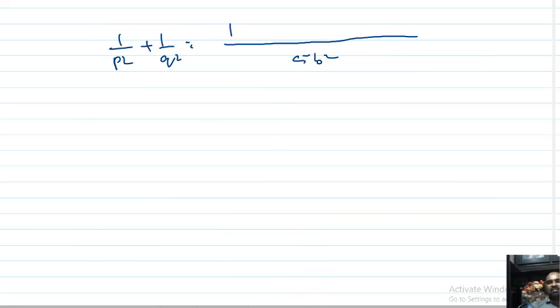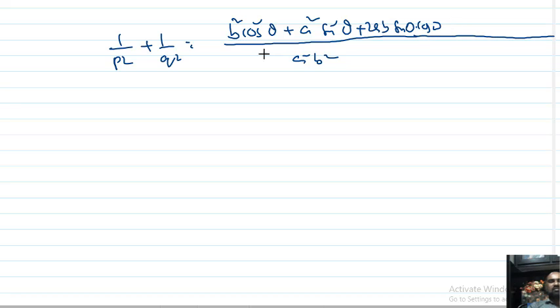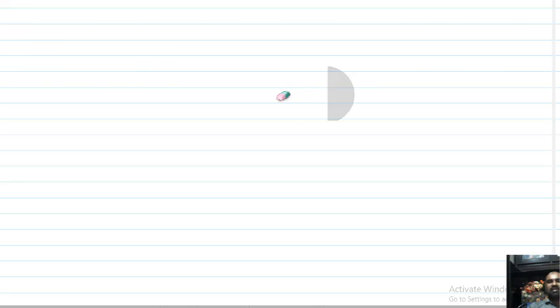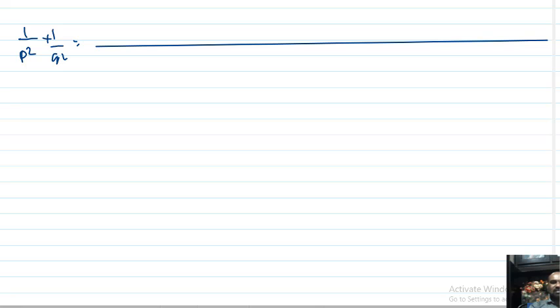b square cos square theta plus a square sin square theta plus 2ab sin theta cos theta. Okay, students, the space is not sufficient for me. Again I will write here, 1 by p square plus 1 by q square equal to a square b square LCM. What we will get? First of all, b square cos square theta plus a square sin square theta plus 2ab sin theta cos theta.